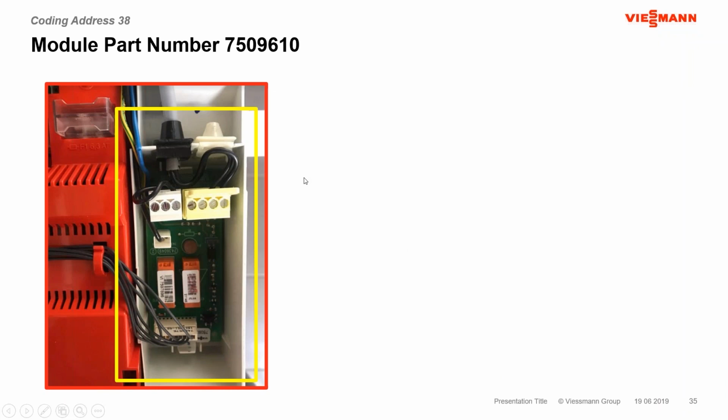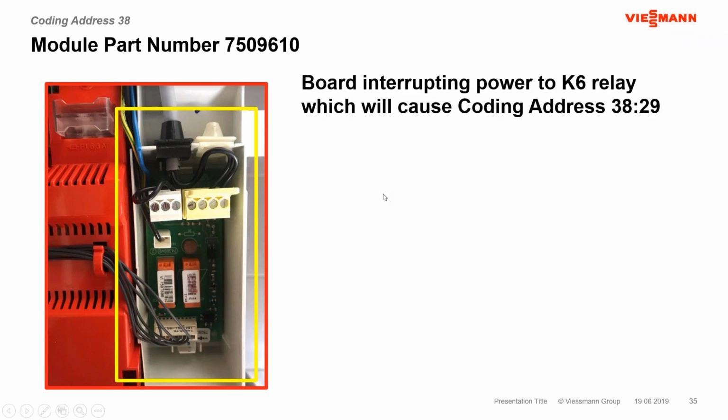So if the power is interrupted, our relays here are not sending the power actually through the control, and we've got an issue that we have to rectify. We have to replace this little circuit board. So the part number here, 7509610, is the replacement component. You put that back in, and that would get your boiler back up and operating.